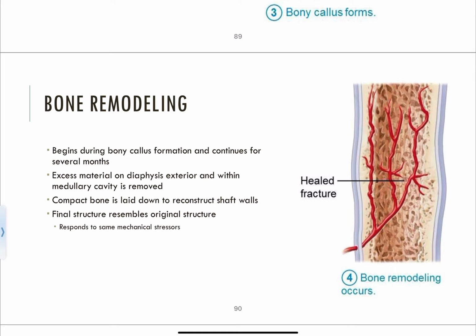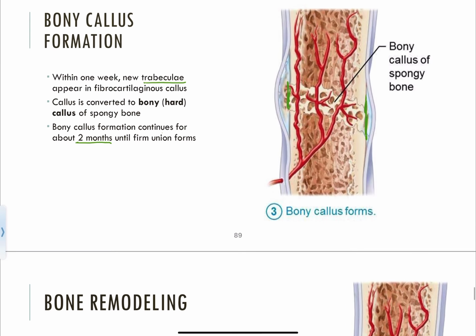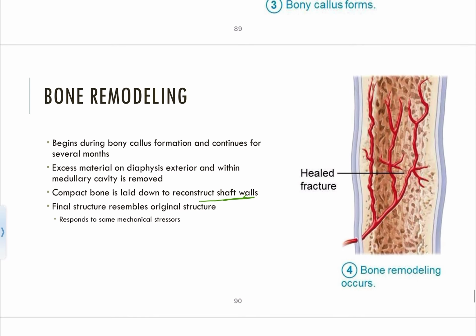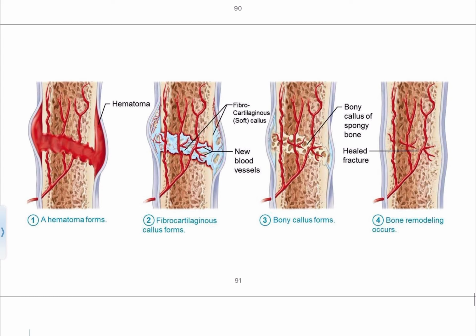Our compact bone is laid down to help reconstruct the shaft walls, because if you look up here, originally we had spongy bone, but the external surface of all of our bone is compact bone. So we have to go in and do that. And then finally, we get something that resembles the original structure before the fracture happened to begin with. And this is just a process showing you all together.